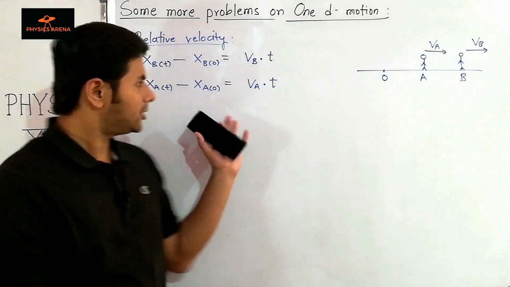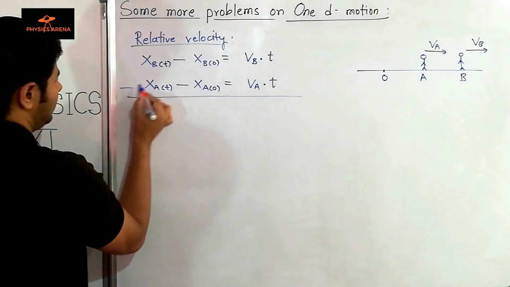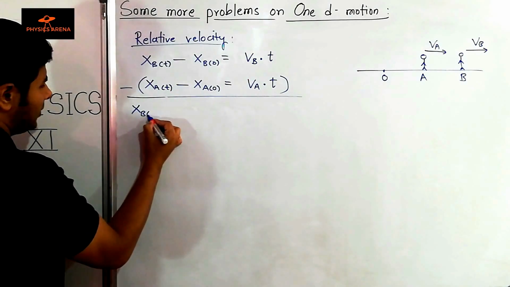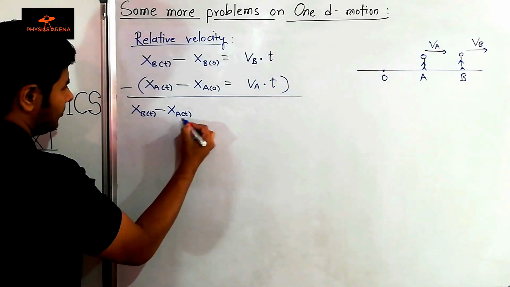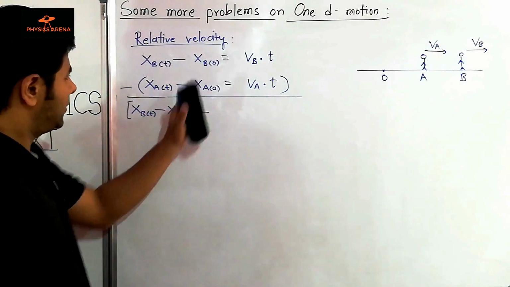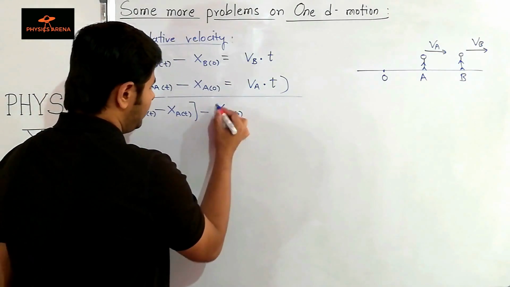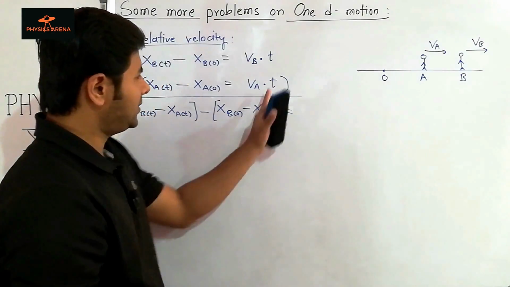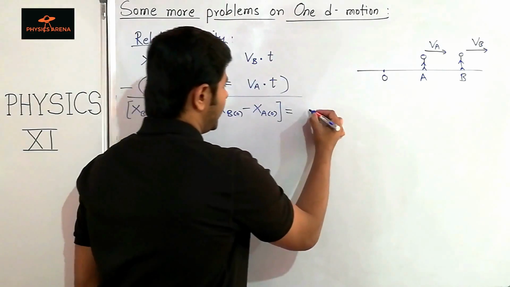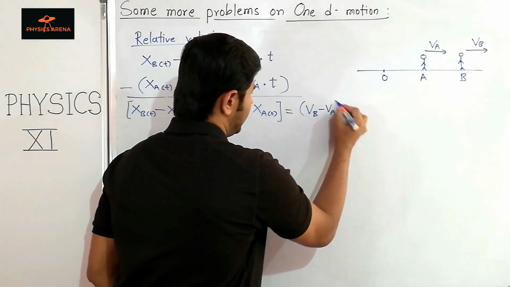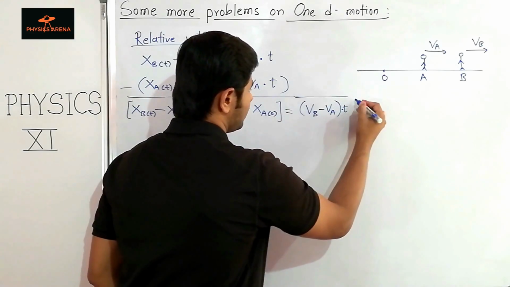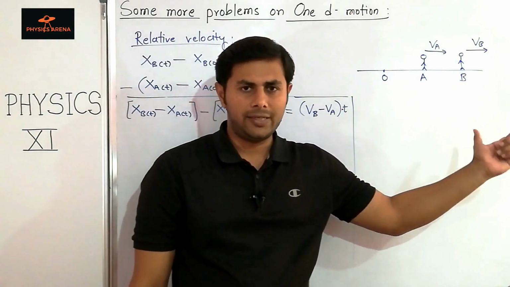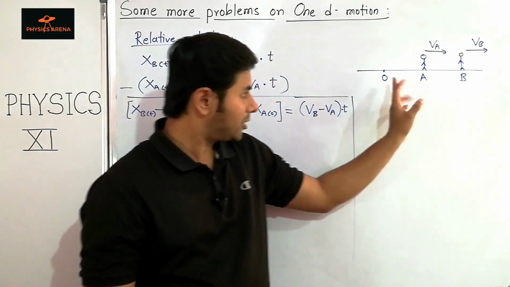Now I will subtract these two equations. So xb at t minus xa at t minus this xb at 0 minus xa at 0 is equal to, on right hand side I will take that t common, so I can write Vb minus Va times t. Okay, so xb and xa are positions of B and A with respect to origin.